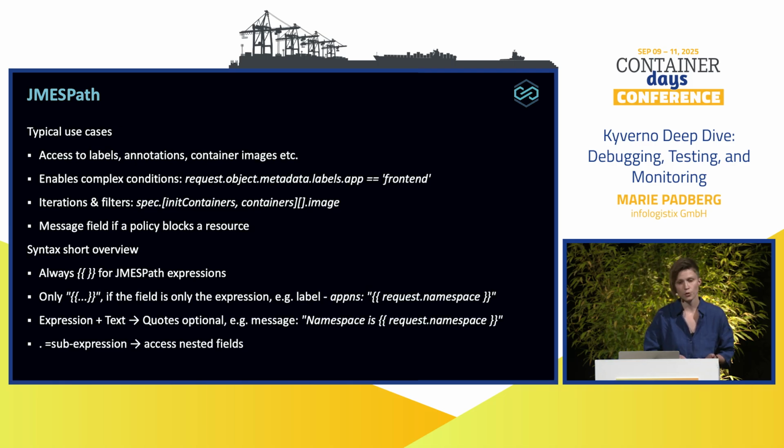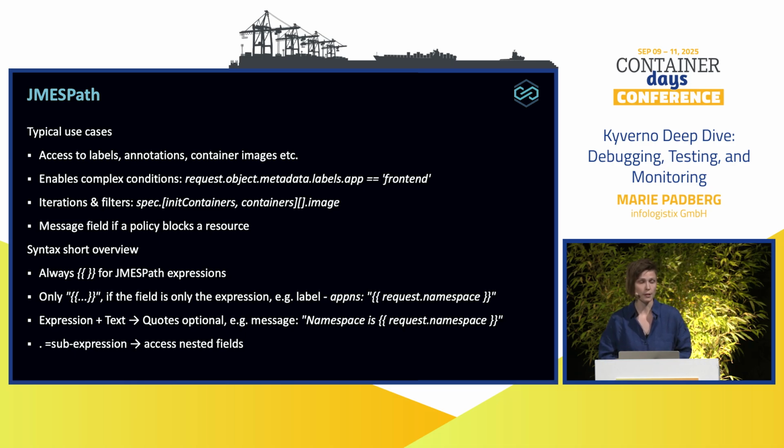Some use cases for JMESPath are to access labels, annotations, container images, or you can check whether the label app from a requested object equals frontend, or you can loop through arrays to get all the images from the init containers and containers in your deployment or stateful set.